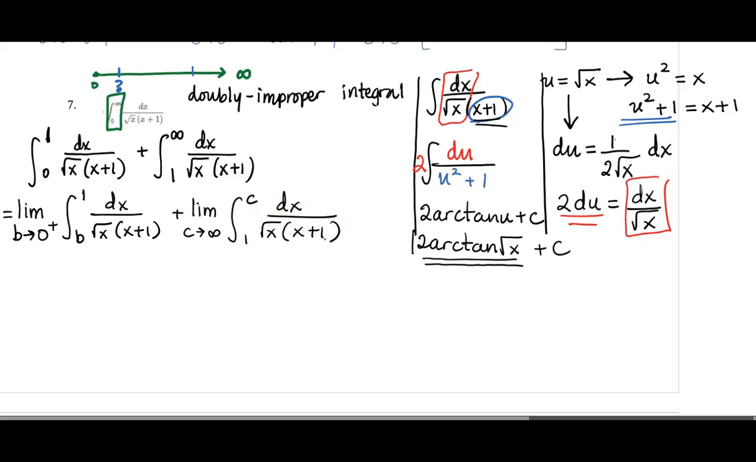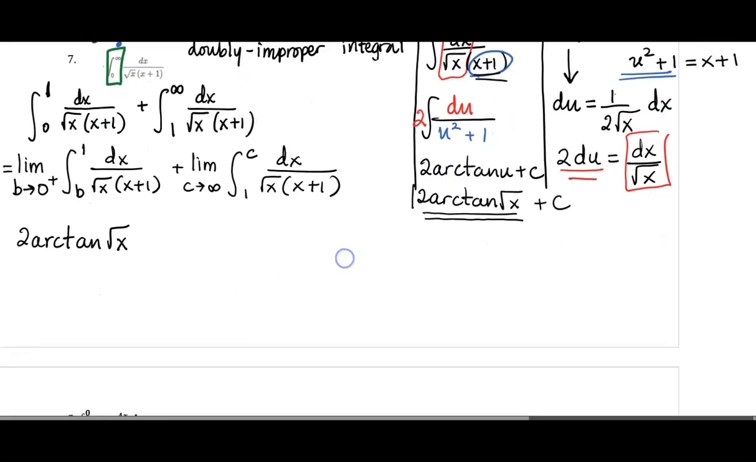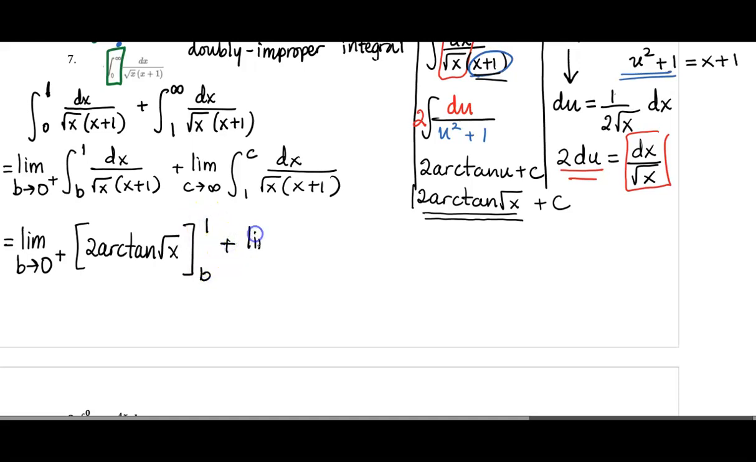So now let's actually apply our integration. We know this integrates to be 2 arctan square root x. In the first one, I dropped my limit. Don't make that mistake. We're not ready to drop the limit until we apply it. So the limit is still there. We know the first one comes out to be 2 arctan root x, which needs to be evaluated from b to 1. The second one still has a limit of c going to infinity in front of it. It also equals 2 arctan root x, and needs to be evaluated from 1 to c.